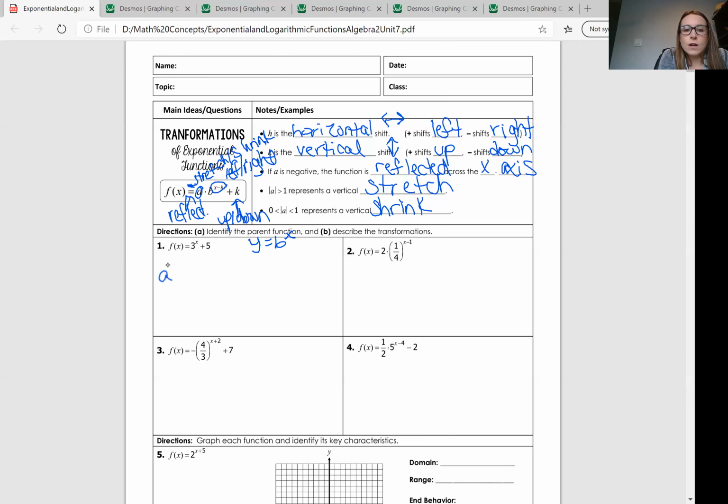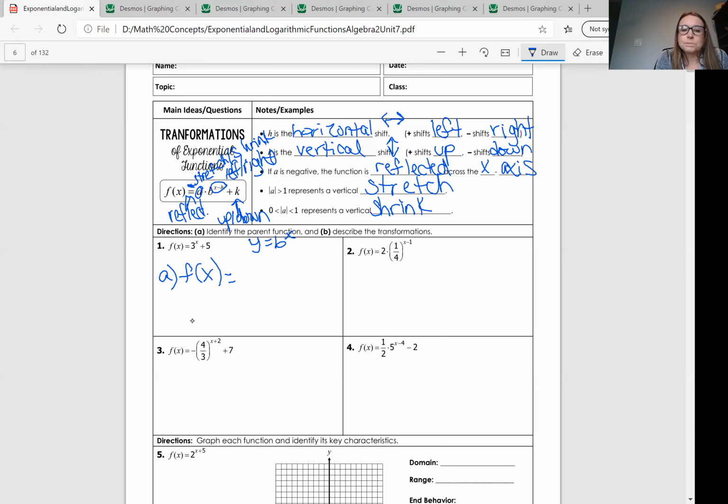So for number 1, remember, and I'm going to write f of x, if you want to write y equals, it's the same thing, equals 3 to the x power. That's your parent function. The plus 5 is a transformation. Your original function is 3 to the x power. So that's your parent function. That's what it's asking you. Now describe the transformations is b.